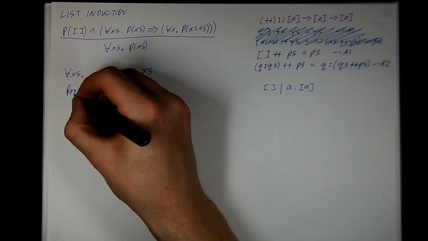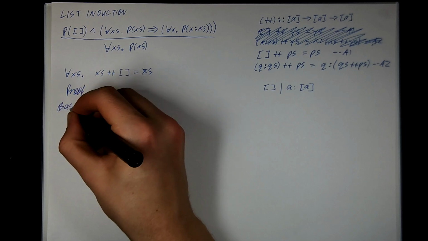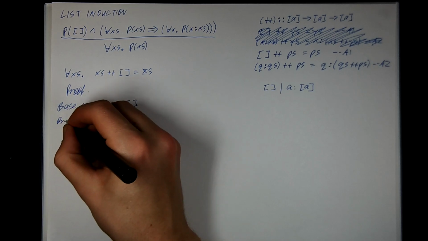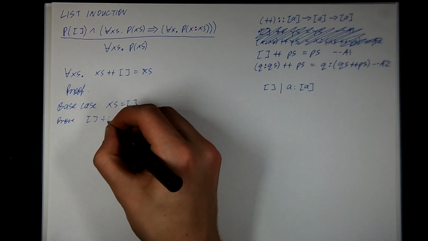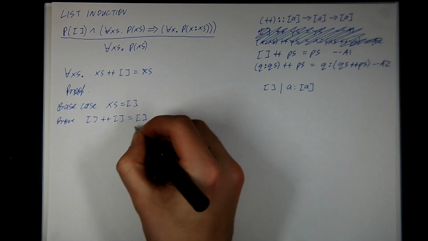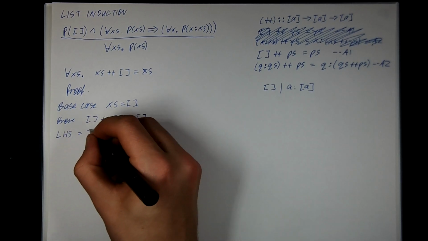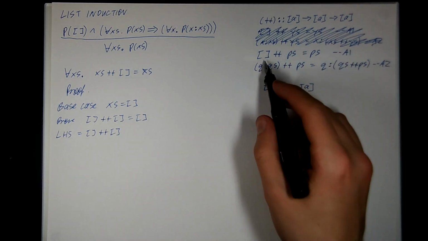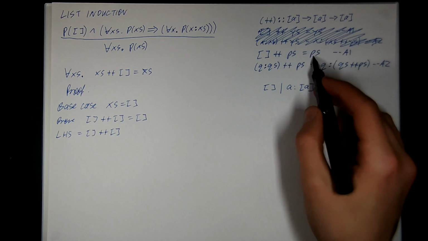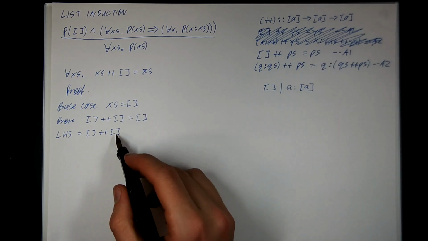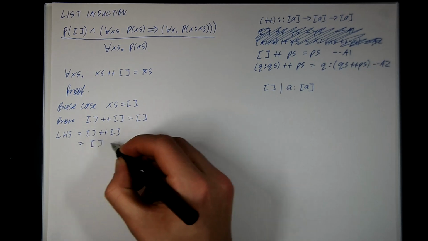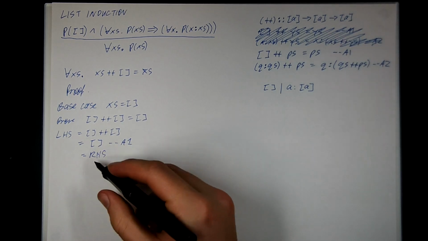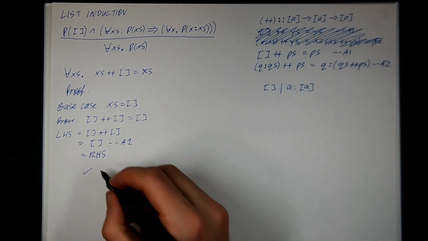So we prove the base case. The base case here is going to be XS is the empty list. So we need to prove that empty concatenate empty is equal to empty. And this is not too bad. On the left-hand side is empty concatenate empty. Look at the definition of concatenation. Empty concatenate PS is the same PS. So this empty here is going to be my PS. So this is equal to empty by rule A1, which is equal to the right-hand side. Okay, so that was a short one-liner. So the base case is proven.